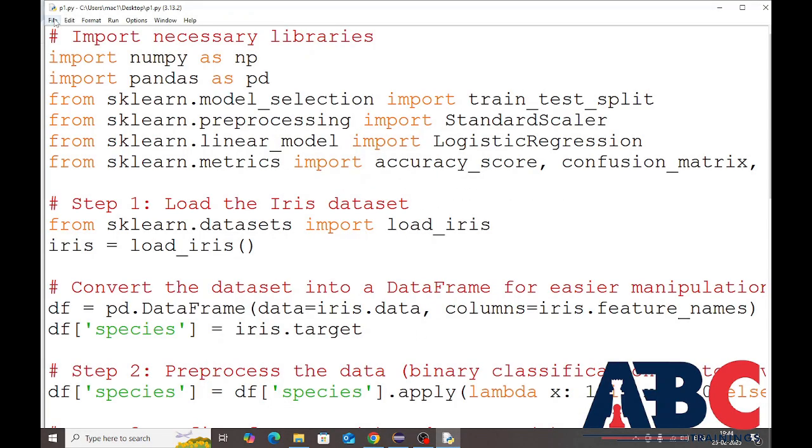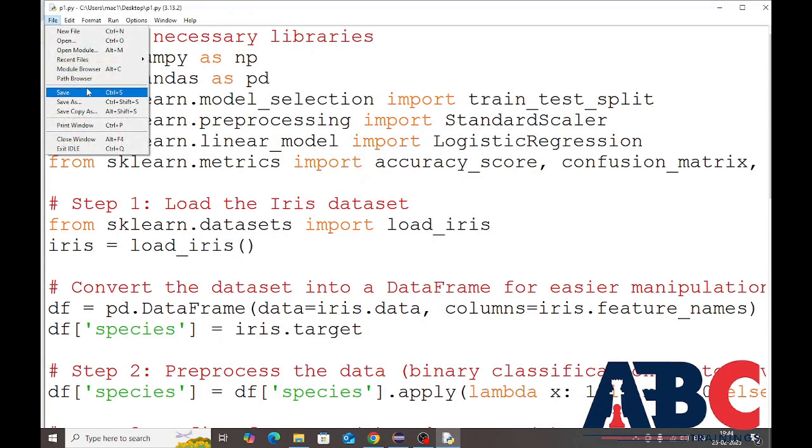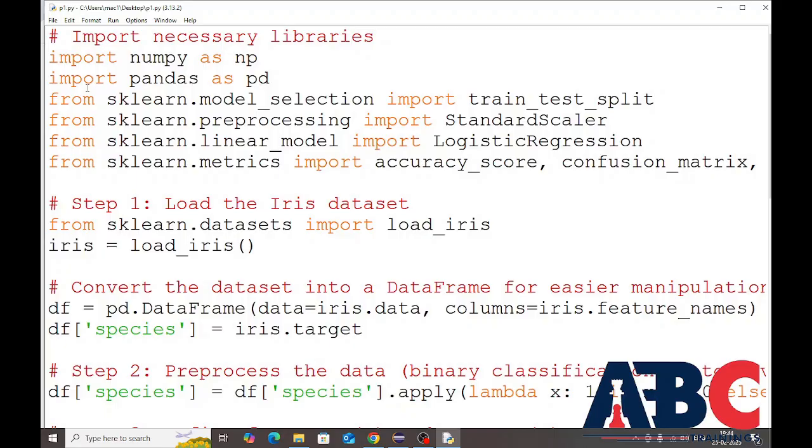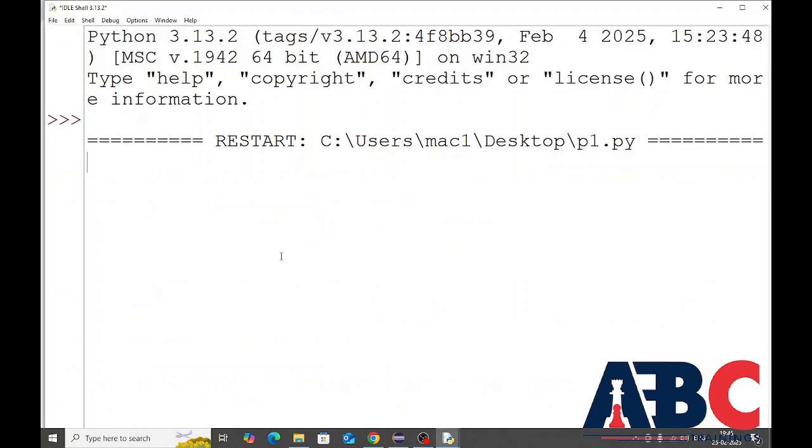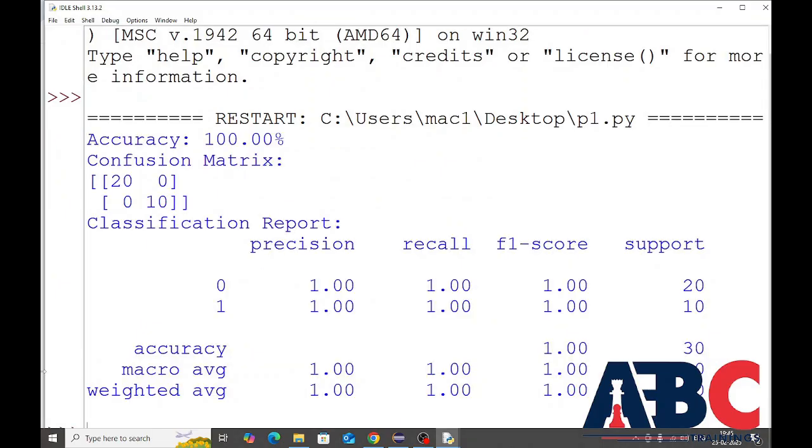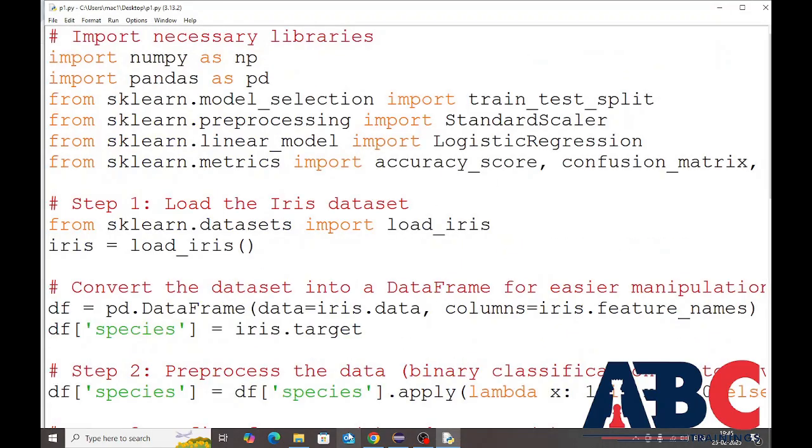So I am once again executing this particular Python program in which I have implemented logistic regression. So now let me also explain the output.